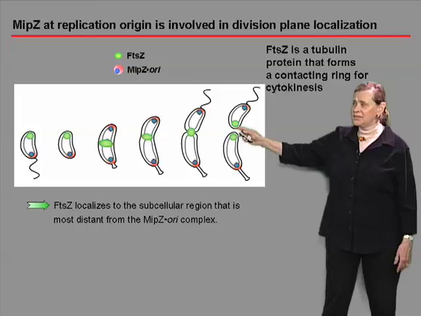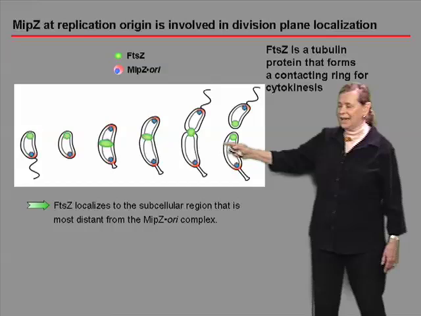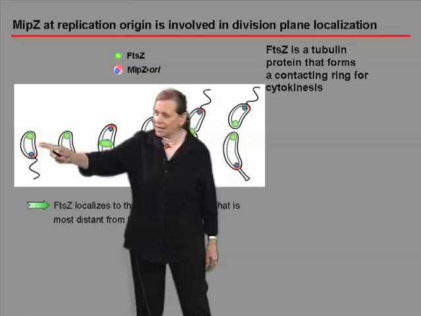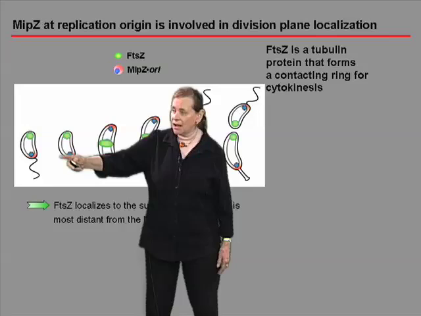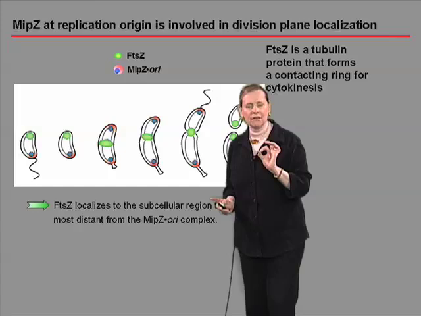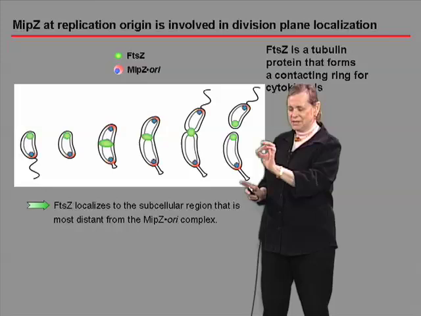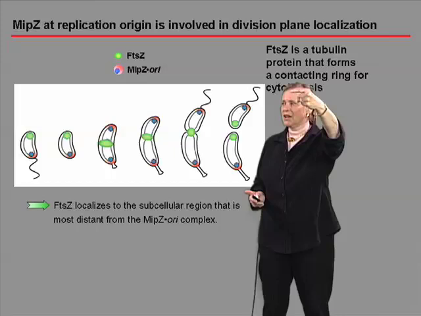So now let's go back and look at this swarmer cell that has just resulted from cell division. What we have here is the FtsZ at the pole. At the other pole is the origin. And bound to that origin is a newly discovered protein, which we call MipZ. So we have MipZ bound to this origin. We have the FtsZ tubulin at the other side of the cell.